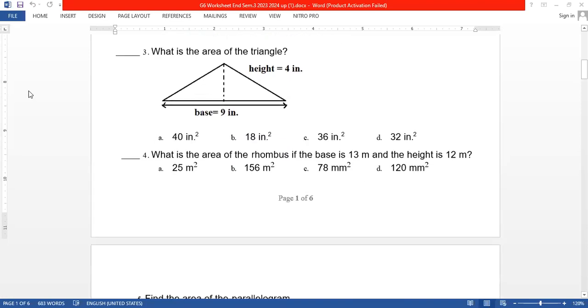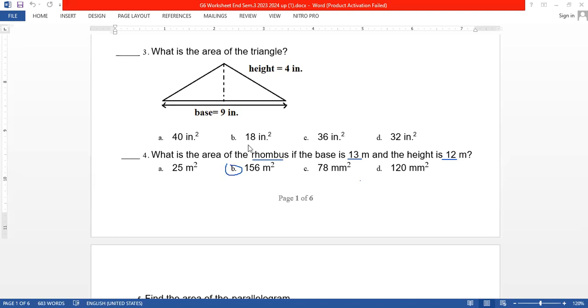Question number 4. What's the area of the rhombus? The rhombus area is similar to the parallelogram area. If you want to find the rhombus area, you multiply the base by the height only, without dividing by 2. So the base is 13 and the height is 12. If you multiply 13 by 12, this is very easy for grade 6 students. So 13 multiplied by 12 equals 156.